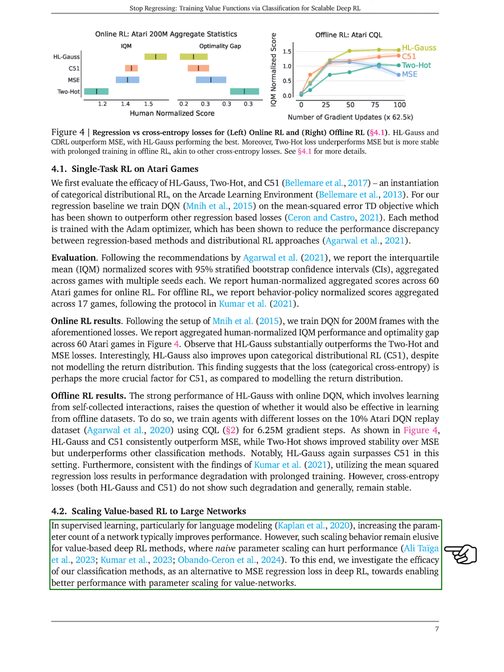Lastly, we examine whether our classification methods can help scale value-based deep RL to larger networks, a strategy that has proven effective in supervised learning, especially for language modeling. Unlike in supervised learning, simply increasing the number of parameters in deep RL methods can sometimes lead to worse performance. Our findings suggest that using classification methods as an alternative to mean-squared error regression loss can enable better performance scaling for value networks in deep RL.